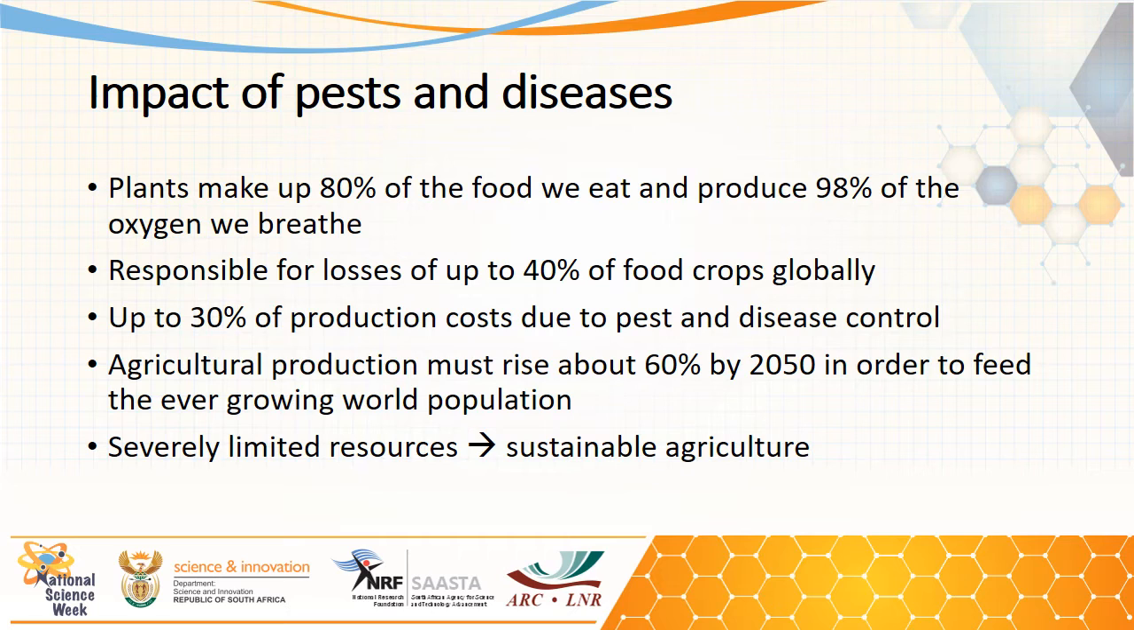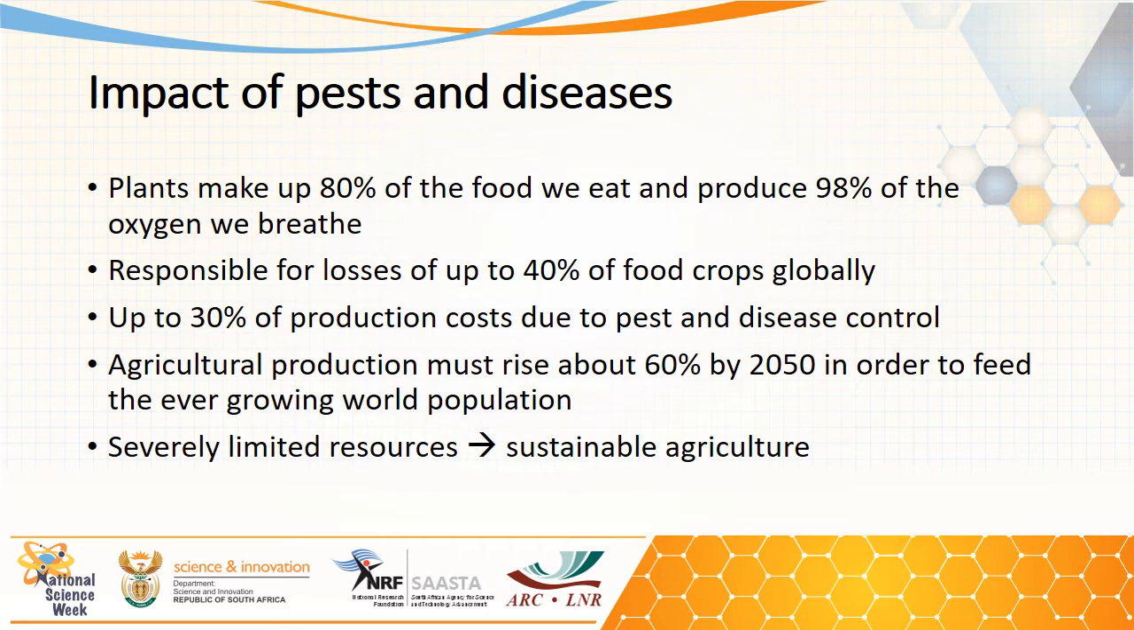So why are plant pests and diseases important? Plants make up 80% of the food we eat and produce 98% of the oxygen we breathe. Plant pests and diseases are responsible for losses of up to 40% of the food crops globally. Up to 30% of the production costs going into producing crops are just for pest and disease control measures.